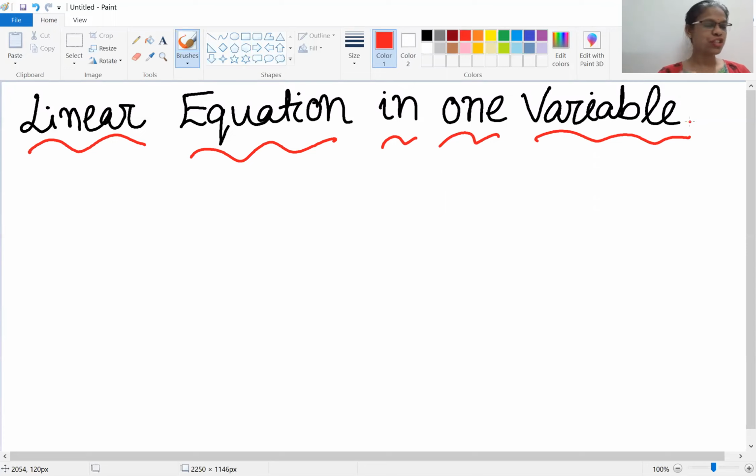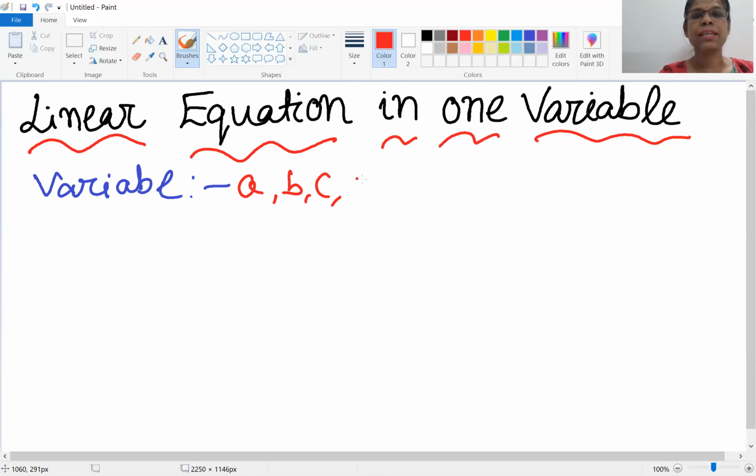So, my first topic here today is variable. Do you have any idea what a variable is? Absolutely. A variable is an unknown value. So, how to represent this variable? We represent this variable with the English alphabets like a, b, c, m, n, etc. These are all variables.